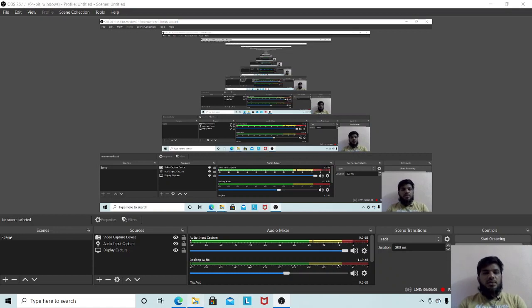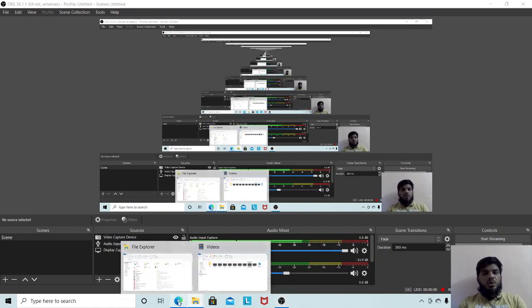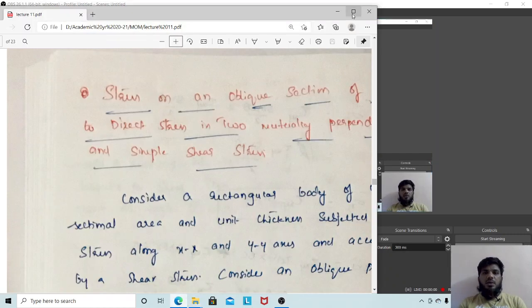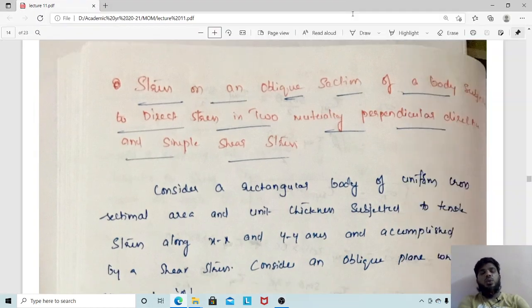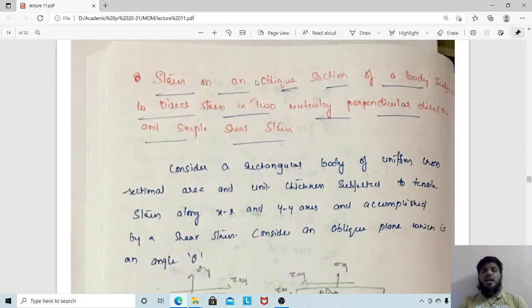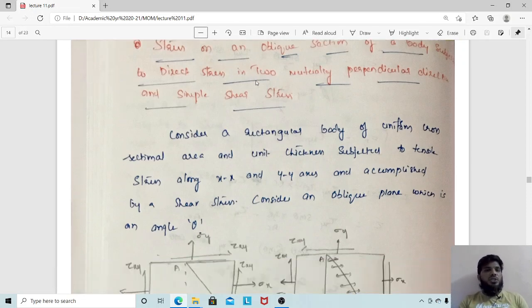In the last lecture, we discussed the principal stresses on various oblique planes subjected to a single direct stress, two mutually perpendicular stresses, and one direct stress and one shear stress. Now we are going to see the last topic, in which we discuss the shear stress acting on an oblique plane subjected to two direct stresses which are mutually perpendicular to one another, and a set of simple shear stress.